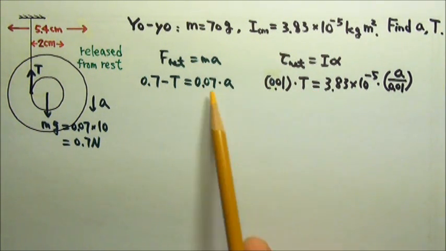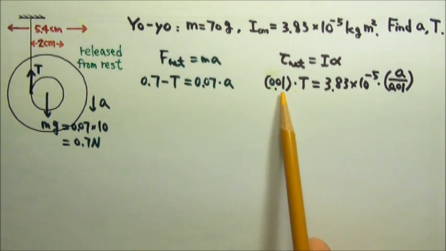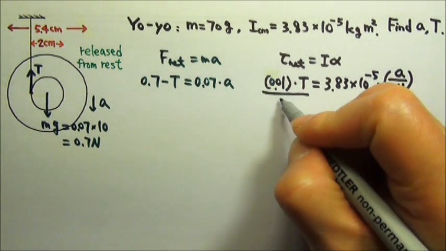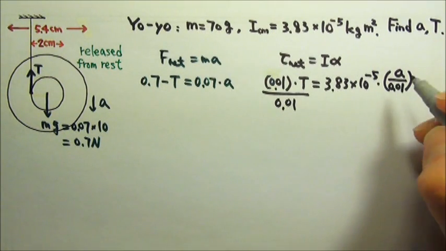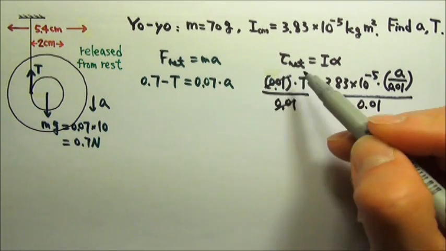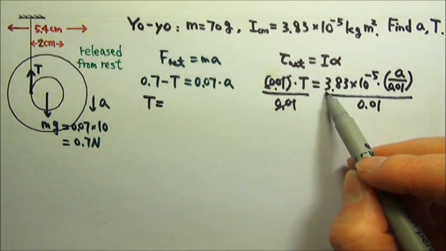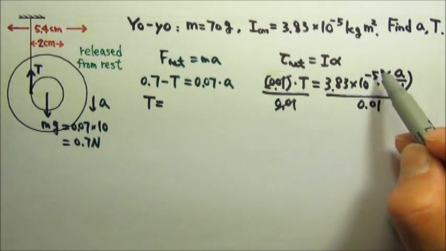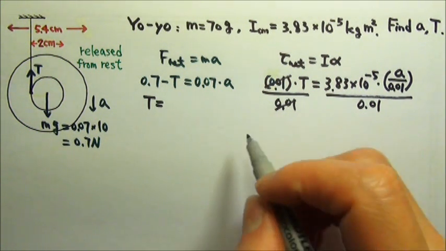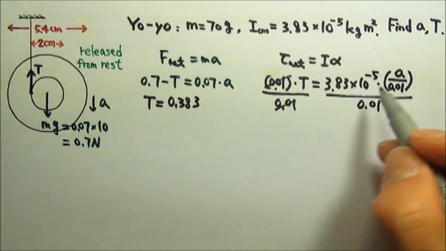But if we want to stack these two so we can add them so that the minus T and the T can cancel, then we have to have 1 T on this side, not 0.01 T. So what we can do is divide both sides by 0.01. Then these two cancel, we have T on this side, and on that side I would have 3.83 times 10 to the negative fifth divided by 0.01 and then divided by 0.01 again. And this will give me 0.383 times a.